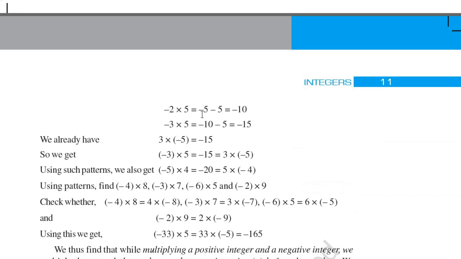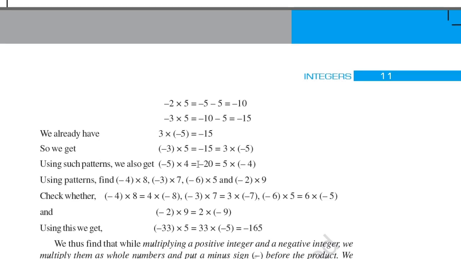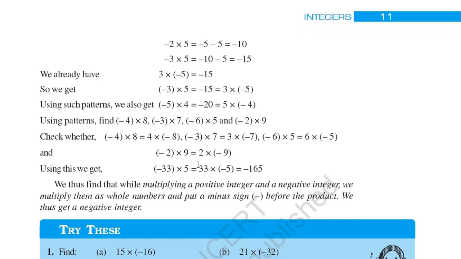So here minus 15 is written in the form of minus 10, minus 5. So we already have 3 into minus 5 is equal to minus 15. So we can get minus 3 into 5 is equal to minus 15. Same thing is written 3 into minus 5. It will be the same thing, you can write it in any way. Using such a pattern we also get minus 5 into 4 is equal to minus 20, and similarly we can write 5 into minus 4. So you can find different terms given here. Check this, and using this you can find all these things.